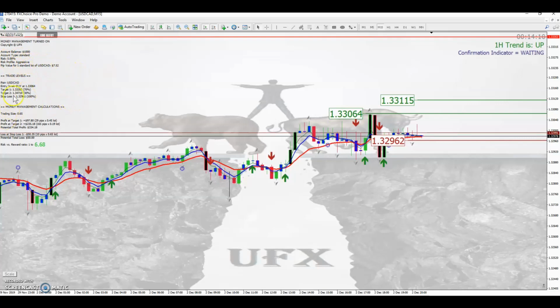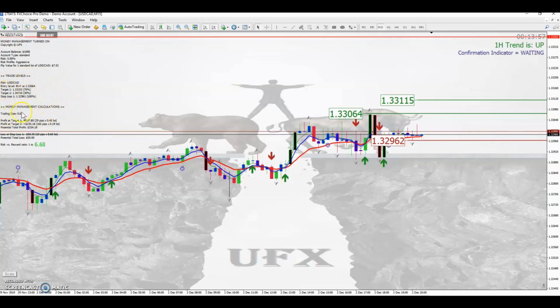So you can see down here our target 1 at 70%, target 2 is 30%, and our stop loss is at 100%. Just gives you our levels here. We've got our trading size. We're going to trade 0.65 lot sizes here. Our profit at target 1 is going to be 29 pips, and that's about $100 profit.